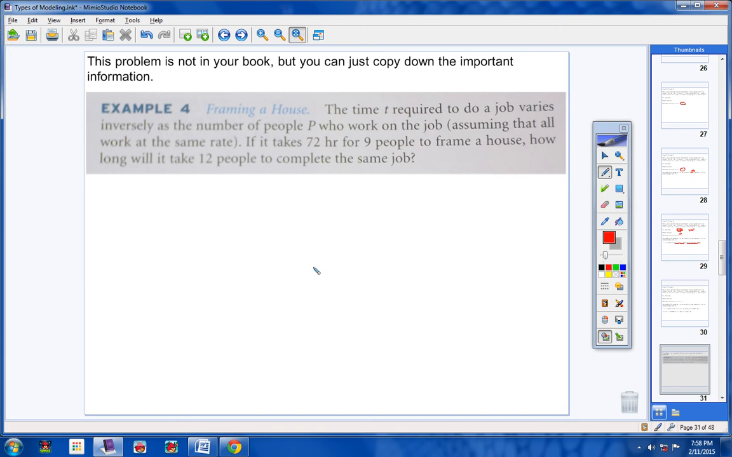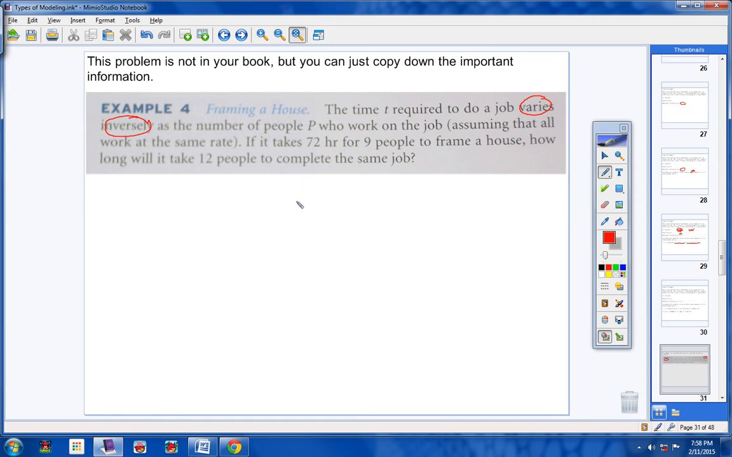The time t. I'm going to read this while you're copying. The time t required to do a job. Look at this. Varies inversely. There's the key phrase. Varies inversely as the number of people p who work on the job. Assuming that all work at the same rate. If it takes 72 hours for 9 people to frame a house, how long will it take 12 people to complete the same job? Okay, I'm going to pause.